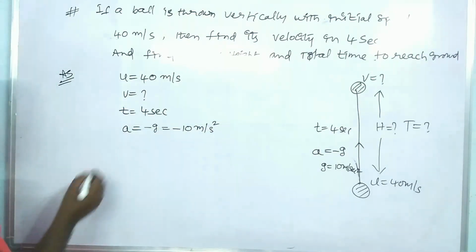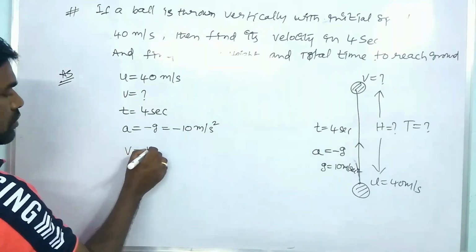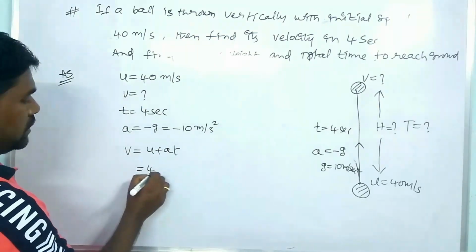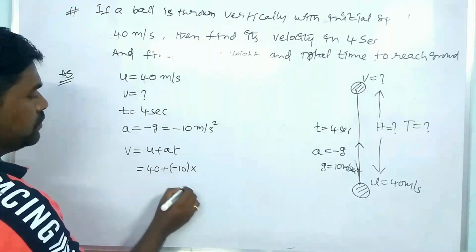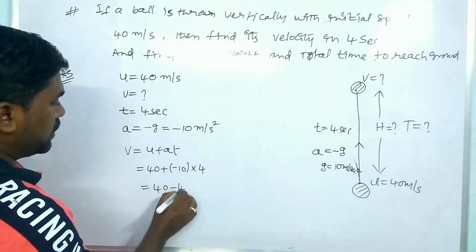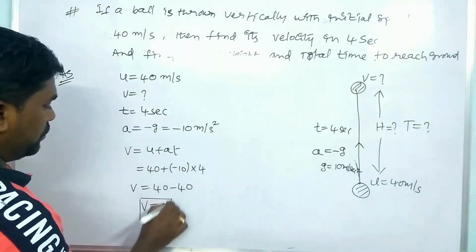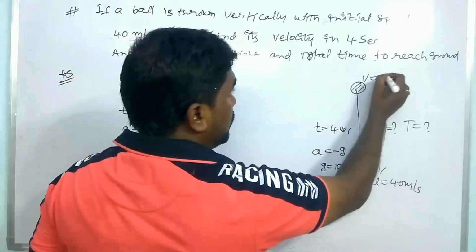Okay. So let us take the equation from the laws of equations of motion. V is equal to u plus at. Where u is equal to 40 and a is equal to minus 10 into t equal to 4 seconds. It is equal to 40 minus 40, it is equal to 0. Here the final velocity is equal to 0.